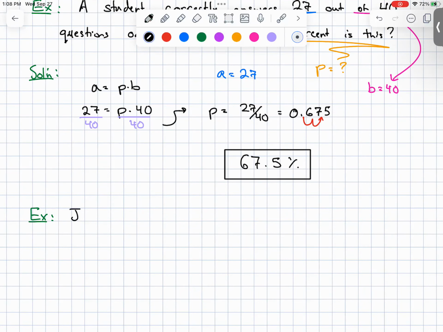So John's monthly net income is $4,800. And his rent is $1,200.